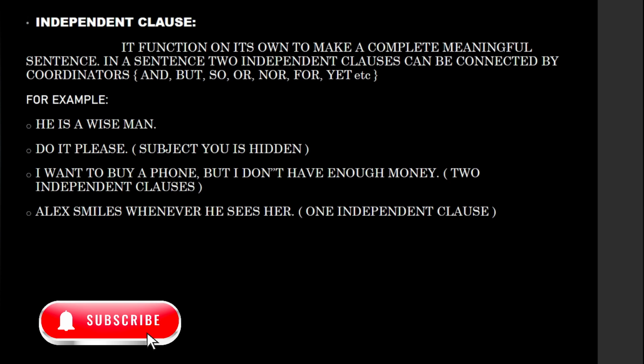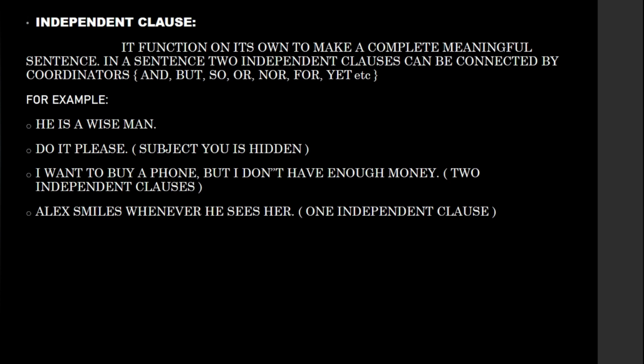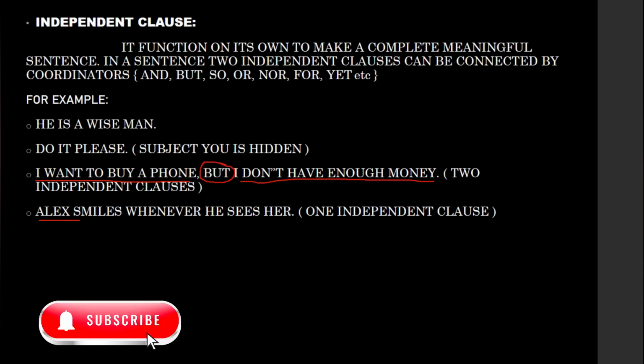The next one is I want to buy a phone but I don't have enough money. In this sentence we have two clauses. The first one is I want to buy a phone, and the second one is I don't have enough money. These are two different independent clauses joined together by a coordinator, that is but. The next one is Alex smiles whenever he sees her. Here we have only one independent clause, that is Alex smiles.